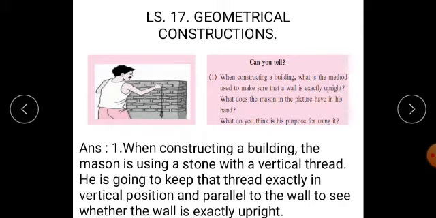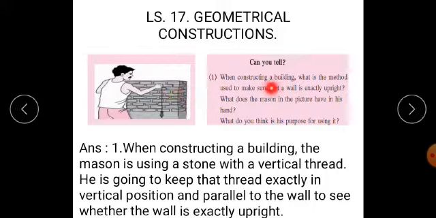Students, from today we are going to start with a new lesson, lesson number 17, geometrical constructions. In this lesson, on the very starting page, they have given one figure. This figure is from your book. One mason or worker is building a wall, and for building a wall, he is keeping one vertical thread with a stone in his hand. Now, based on this picture, they have asked some questions.